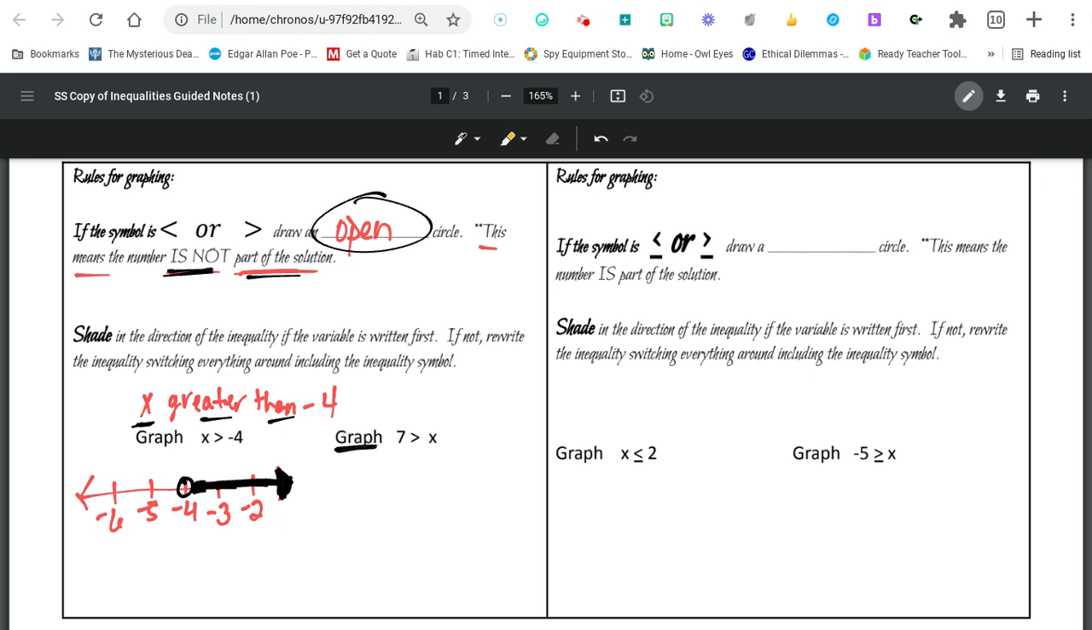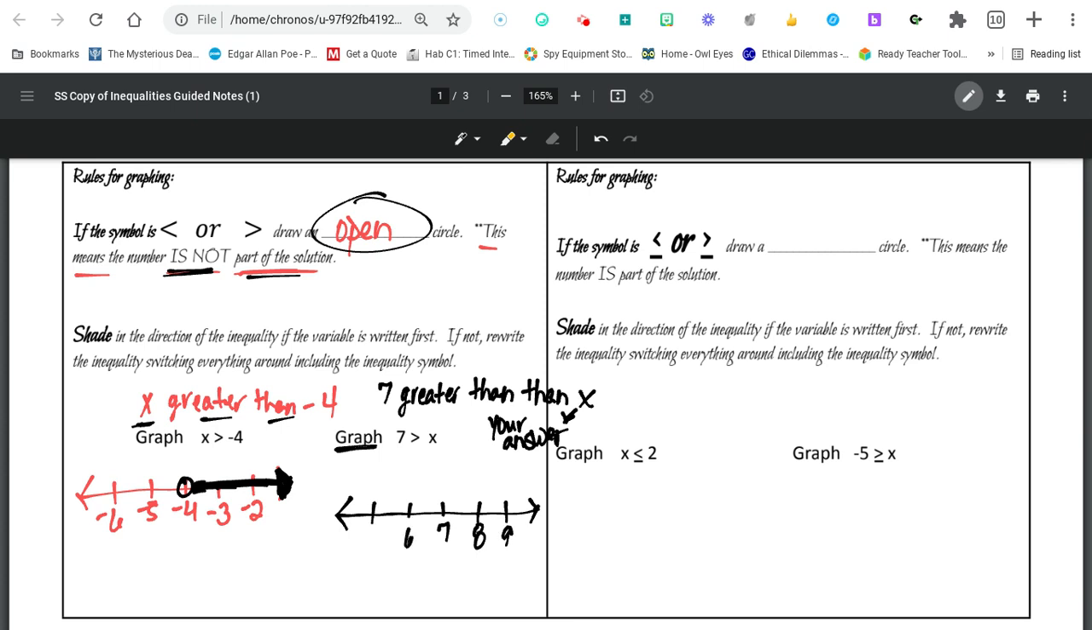You have to be careful on something like this when it says graph 7 greater than x, because 7 in this particular case is greater than whatever x value you pick. In other words, 7 is greater than x represents your answers. So 7 is greater than your answer. So I'm going to graph this, but keep in mind that 7 has to be greater than the answers that I'm choosing. 7, a few numbers to the right will be 8 and 9, and then 6 and 5.